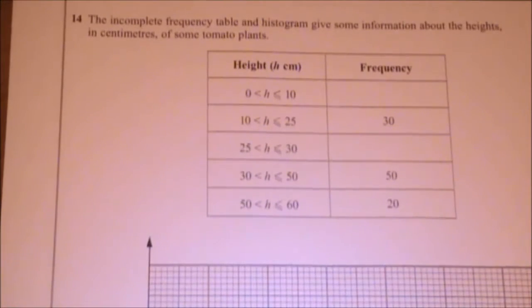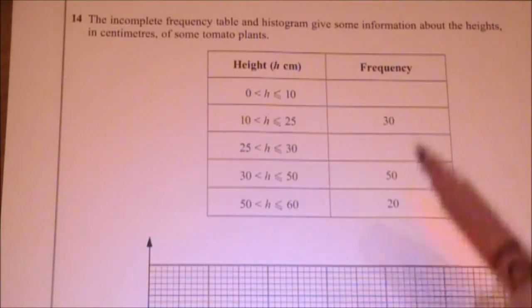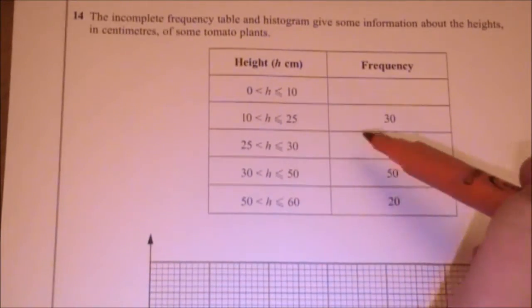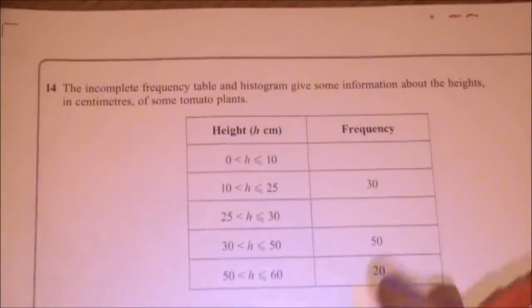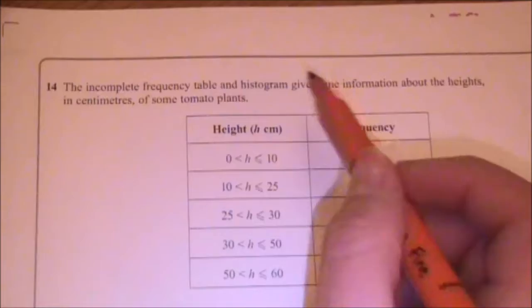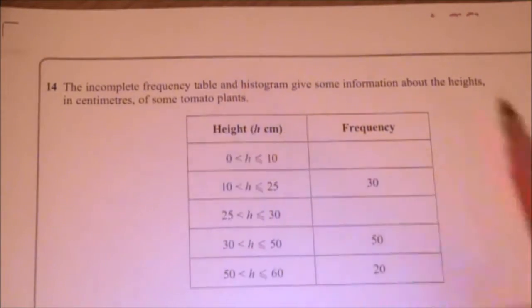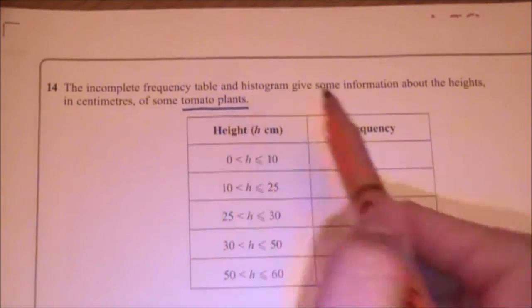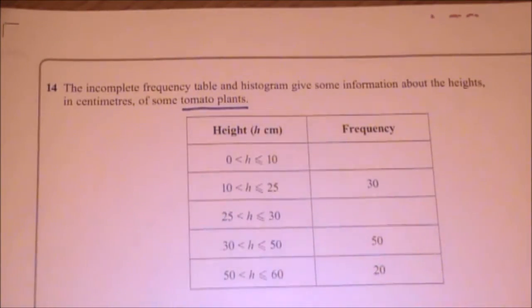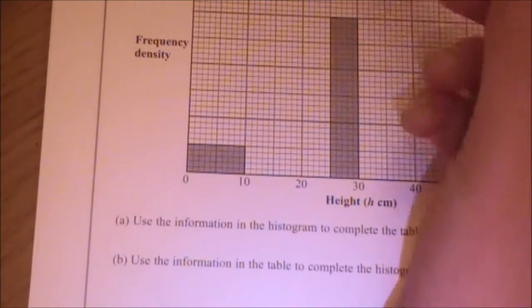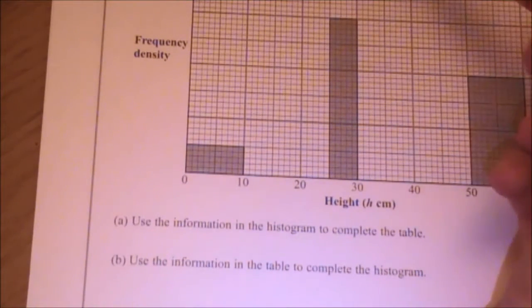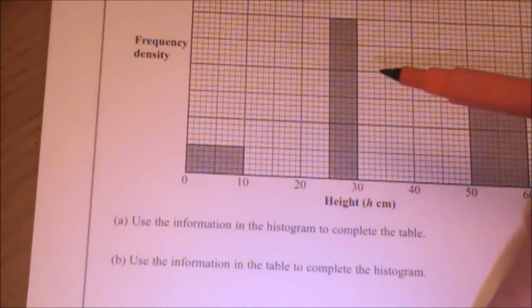So let's zoom in here. The incomplete frequency table, so the frequency table is this part. The incomplete frequency table and histogram, so that's that part, give some information about the heights in centimetres of some tomato plants. So these are all about tomato plants. Part A asks us to use the information in the histogram to complete the table, and Part B asks us to use the information in the table to complete the histogram.